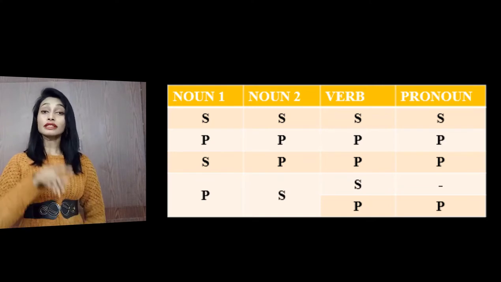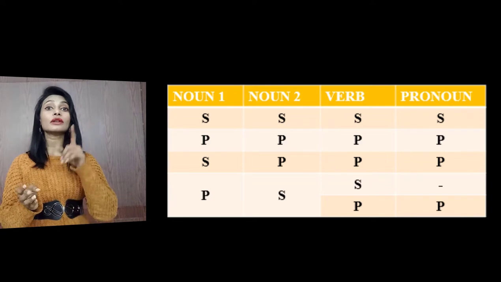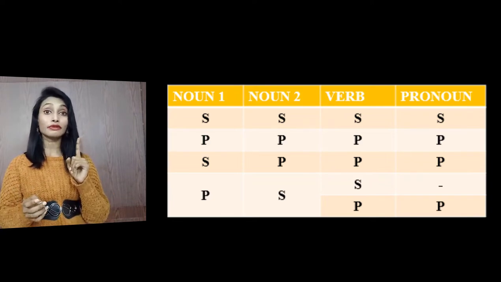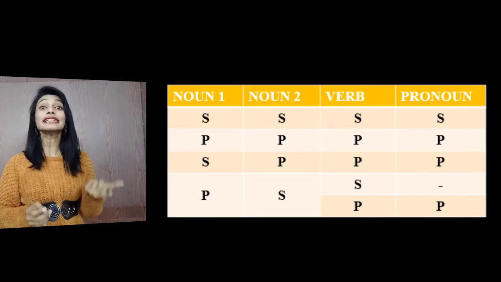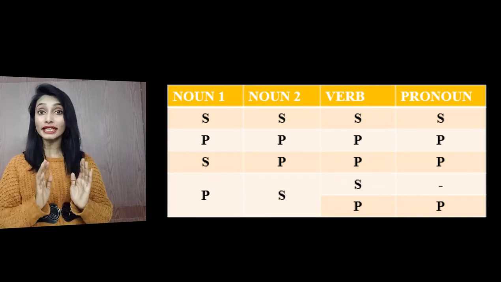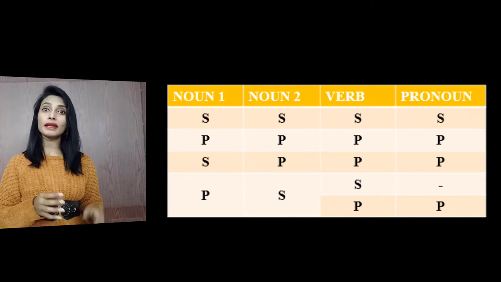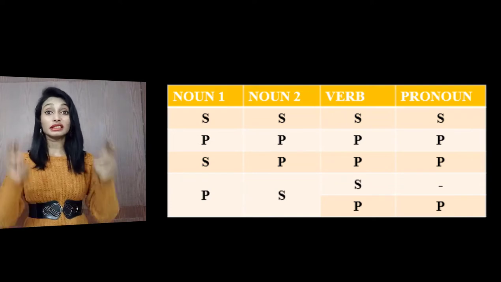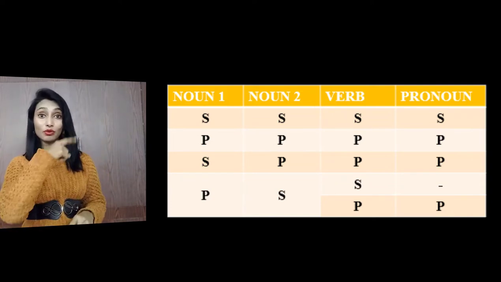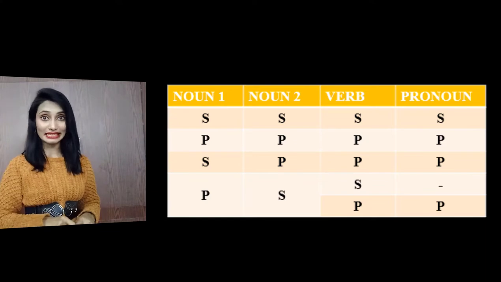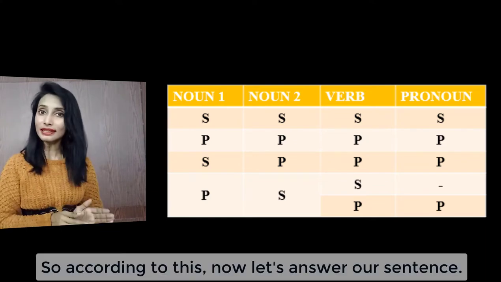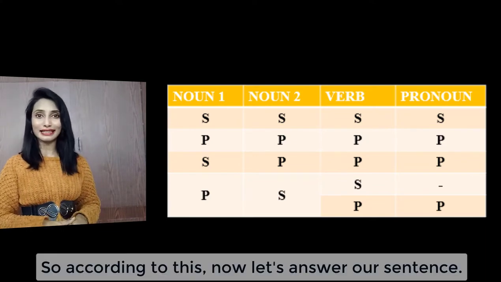Case 4: first noun is plural, second noun is singular. Then the verb should be singular only in the absence of a pronoun. If there is a pronoun, the verb and the pronoun must be plural. This is the exception. So this is what the principle of proximity means. So according to this, now let's answer our sentence.